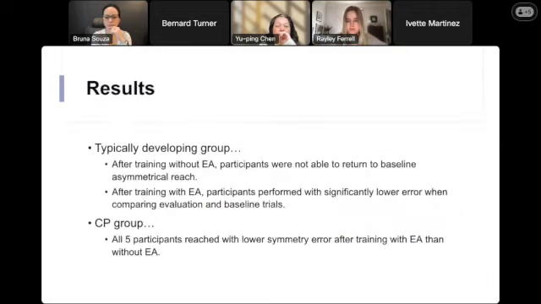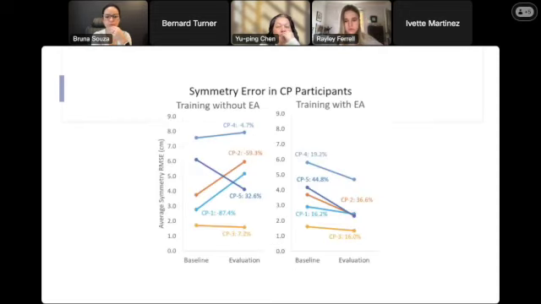And we'll go back to talk about the CP group. For the cerebral palsy group, all 5 participants reached with lower symmetry error after training with error augmentation than without it. And we'll go to their graphs. On the left, it shows them training without EA. Not all participants were able to improve on their symmetry. Only one was able to improve significantly, and that's participant CP5. He was able to improve significantly, but when you look at them training with error augmentation, everybody was able to improve on their bimanual symmetrical reach compared to without error augmentation.